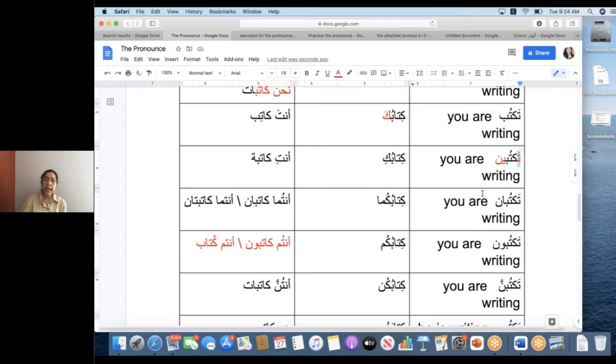So I'm looking at Elizabeth, I'm gonna tell her أنتِ تكتبين. And when I give her her book, I will tell her هذا كتابك. This is your book. And if I want to tell her you are a writer, I will say أنتِ كاتبة.